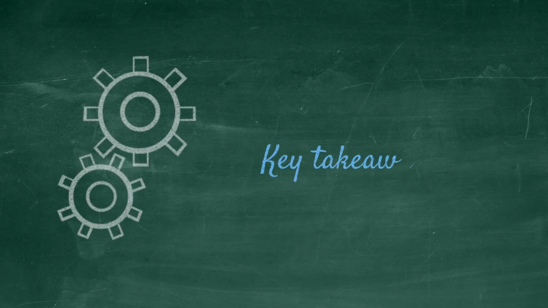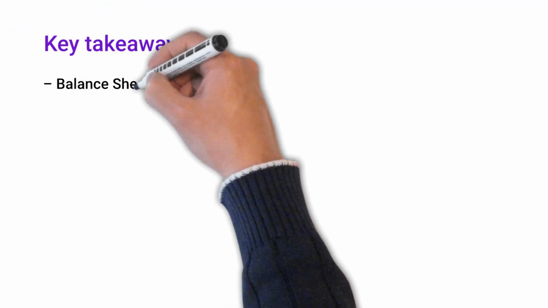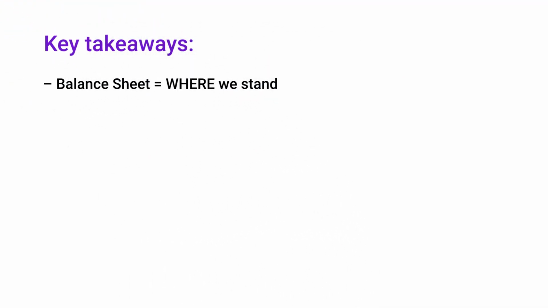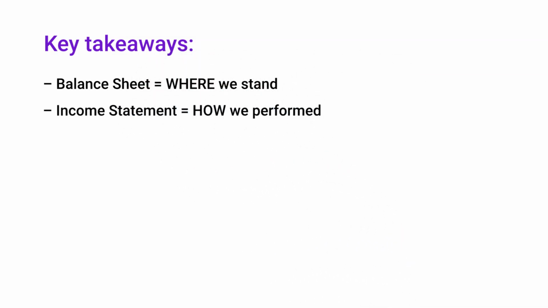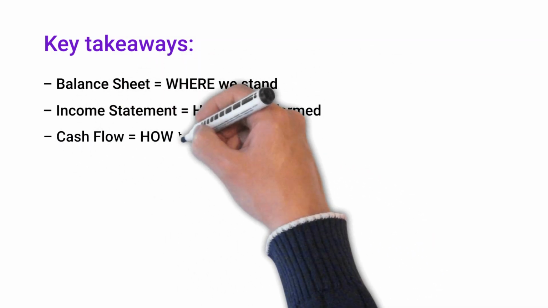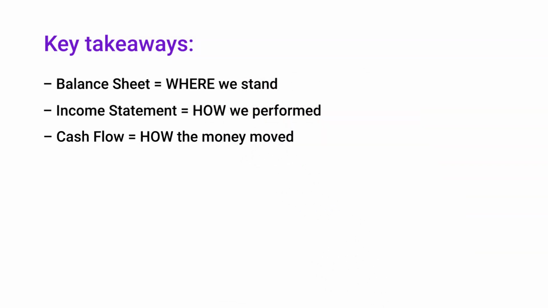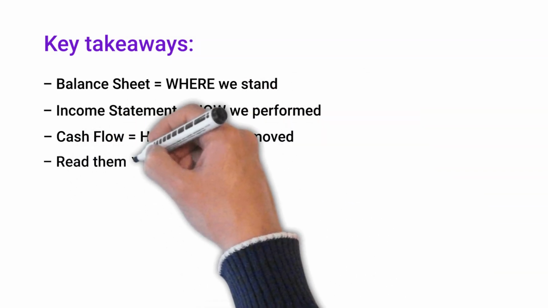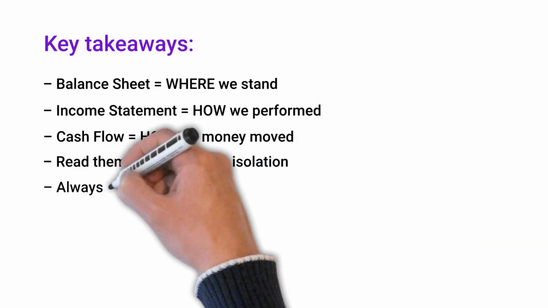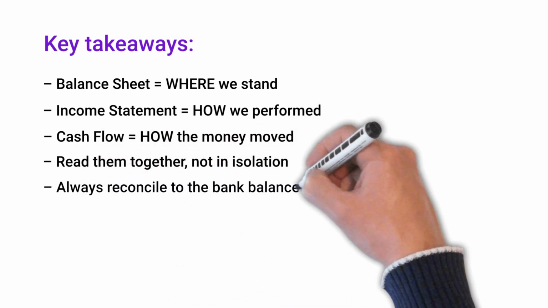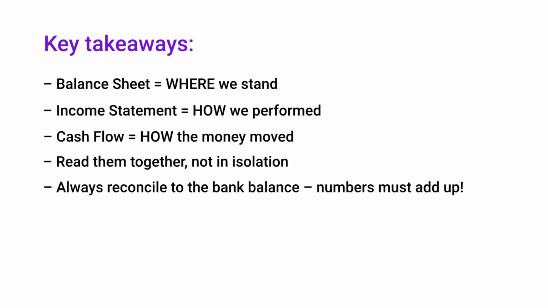Let's do a quick summary. Balance sheet means where we stand at a given point in time. Income statement means how we performed over the period of time. Cash flow shows how the money moved. You should read the financial statements together and not in isolation to get a full picture. Always reconcile to the bank balance. Numbers must add up. Now you see why these three reports are the unbreakable triangle of business truth.